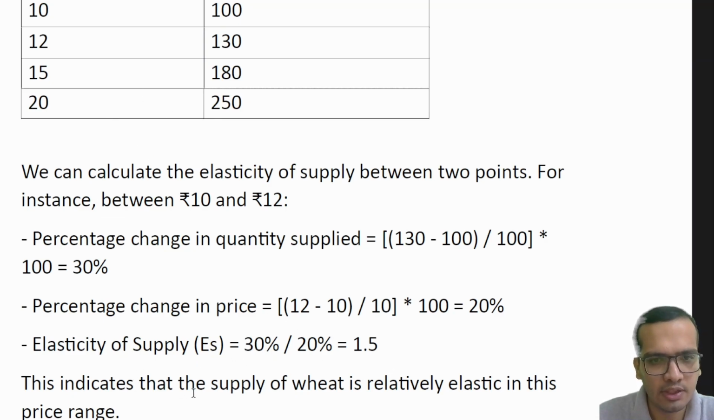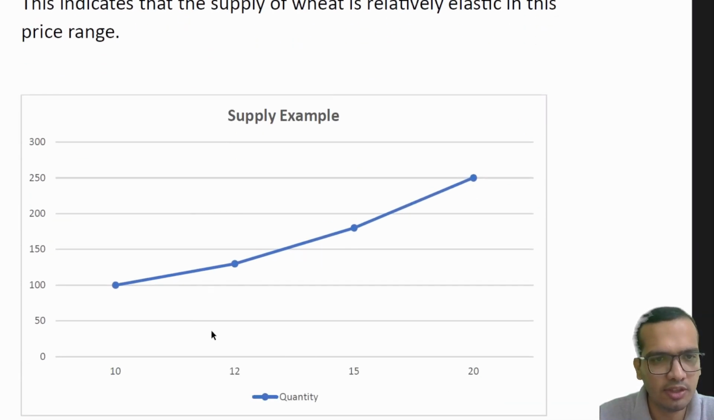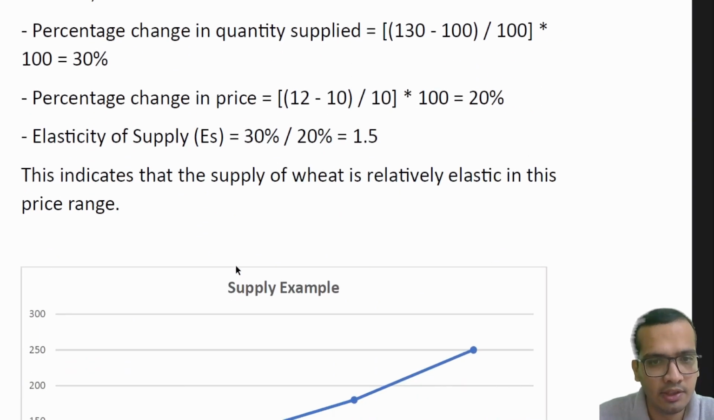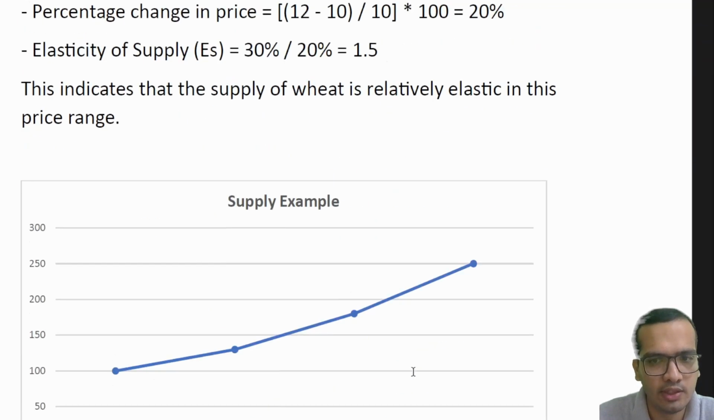This indicates that the supply of wheat is relatively elastic in this price range. So this is the graph. These are the points where it was its pricing point. So 100 quantities were sold at the price 10, then it increased to 120, 130, then it increased to 180, and then finally 250.